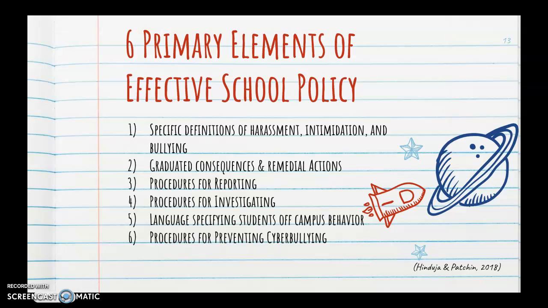The first one being that we have specific definitions of harassment, intimidation, and bullying. The second is graduating consequences and remedial actions. Number 3 is procedures for reporting. Number 4 is procedures for investigating. Number 5 is language specifying students' off-campus behavior. And number 6 is procedures for preventing cyberbullying.